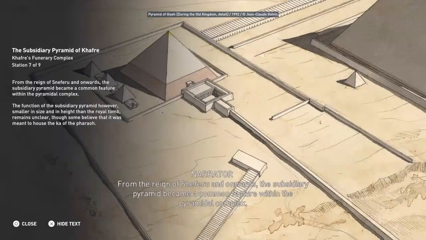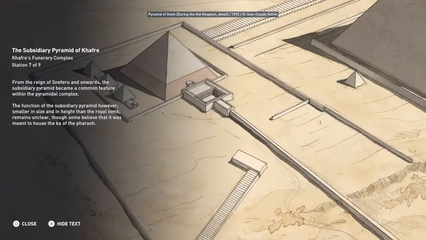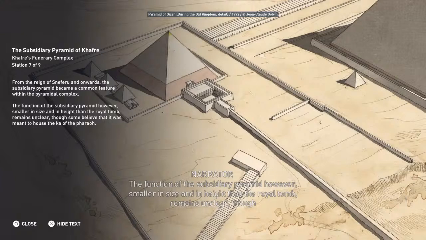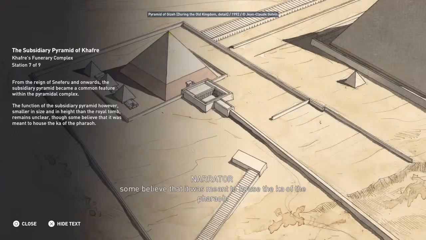From the reign of Sneferu and onwards, the subsidiary pyramid became a common feature within the pyramidal complex. The function of the subsidiary pyramid, however, smaller in size and in height than the royal tomb, remains unclear, though some believe that it was meant to house the ka of the pharaoh.